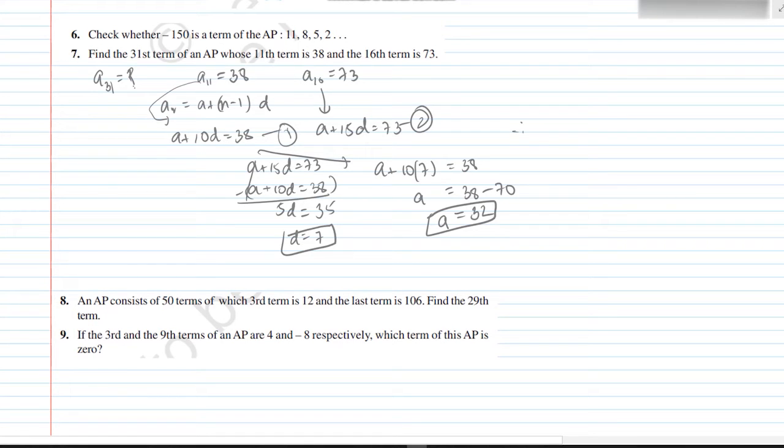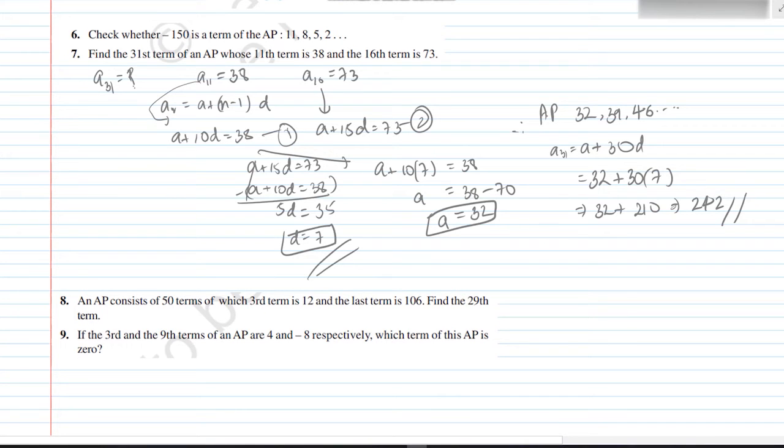Therefore, the given AP required is 32, 39, 46 and so on. Therefore, a_31 is equal to a plus 30d. What's our a? 32, plus d is 7. So 30 into 7, 32 plus 210, which is equal to 242.